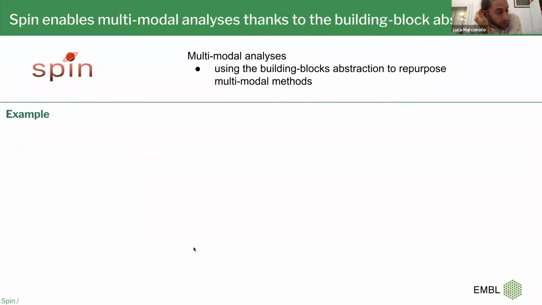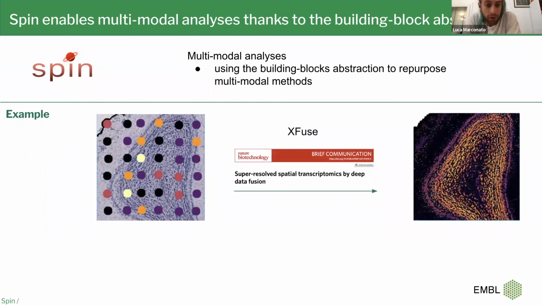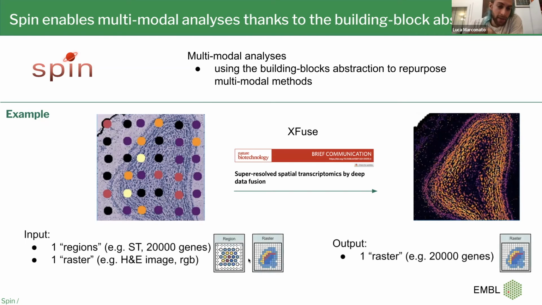Finally, the last point is about multi-omics. There are already tools that accept some multi-modal input, and we are finding them and repurposing them using our building block abstraction. An example is a method from last year called XFuse. This allows you to give as input the layers on the left: a spatial transcriptomic dataset and a microscopy image. And this is basically creating a high resolution spatial image. It is using holistic deep learning to create this inferred representation. With our abstraction, we can say this is a combination of a region object and a raster object, and it gives us as output a raster object. So you could apply this also to NanoString data.